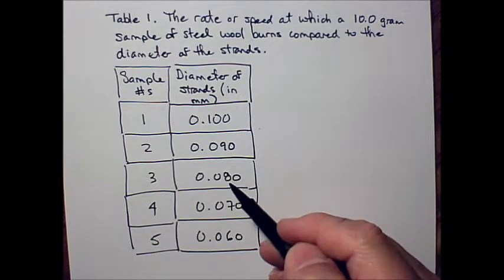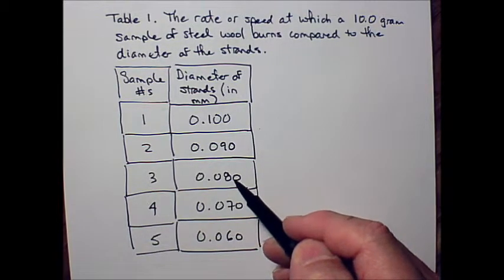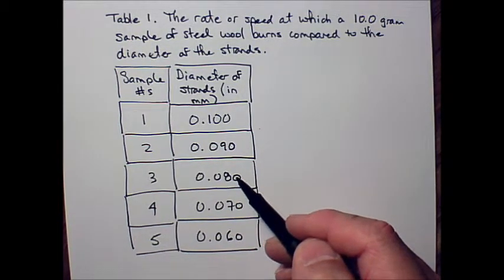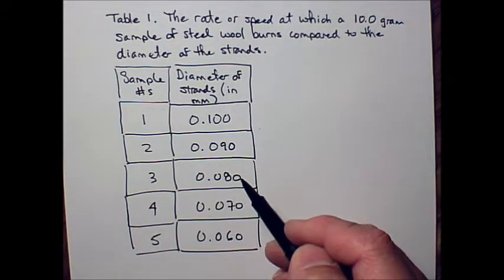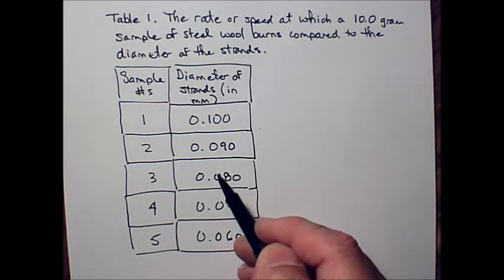How many significant digits in this number? 3. Just 2. Yeah. The 8 and the 0 that follows it. These 2 are leading zeros. They're not significant.